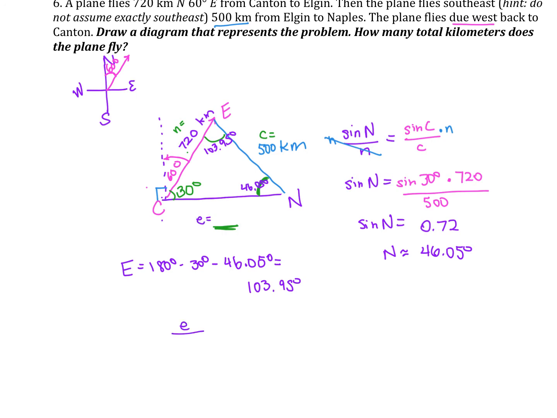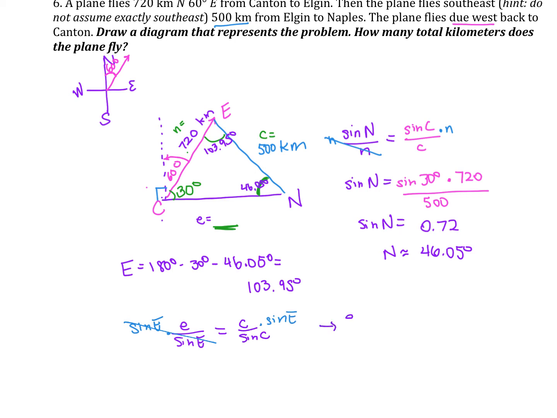So here, now we're just going to find side E. So E over sine E equals, and we can use C again because those are nice perfect numbers, not rounded. So C over sine C. So we're trying to solve for E, so let's multiply sine E to both sides.